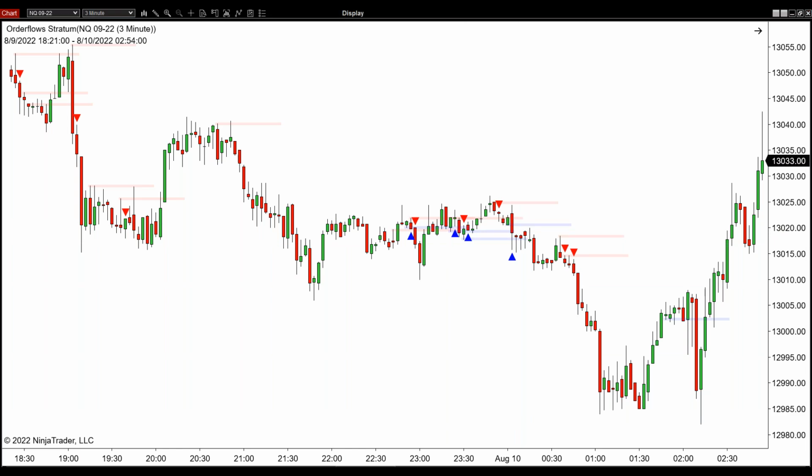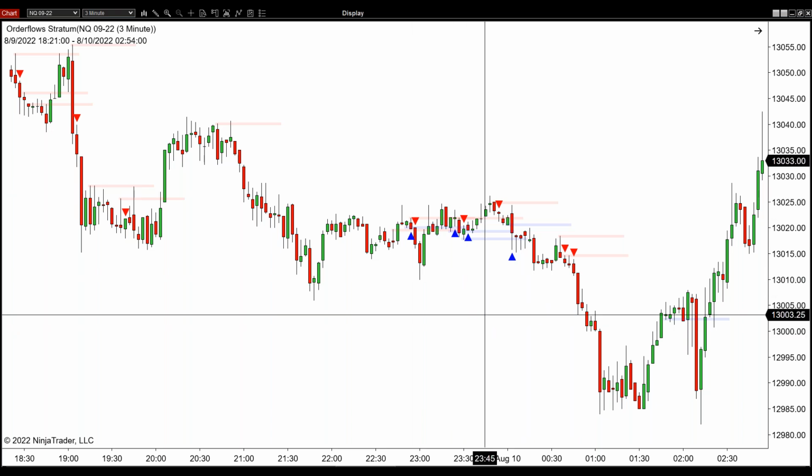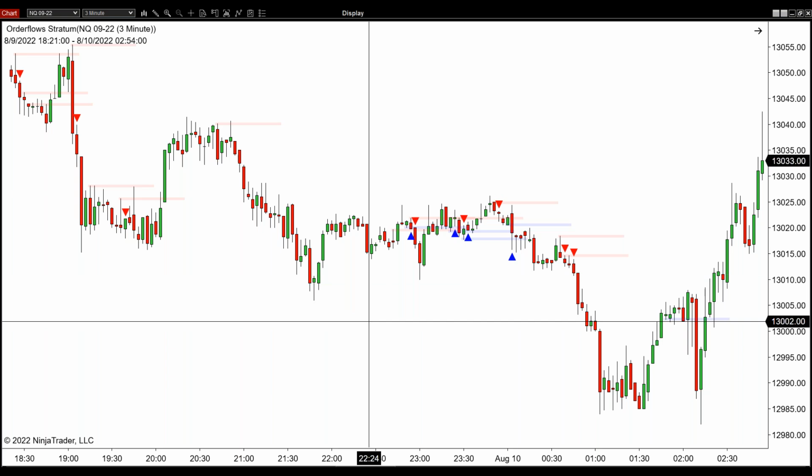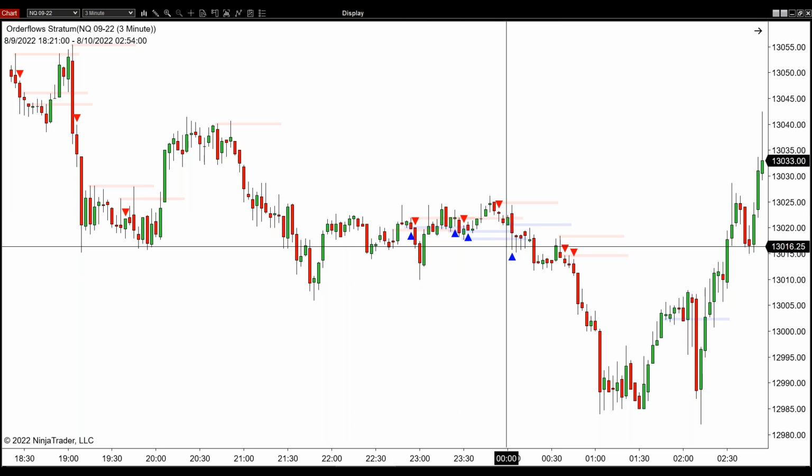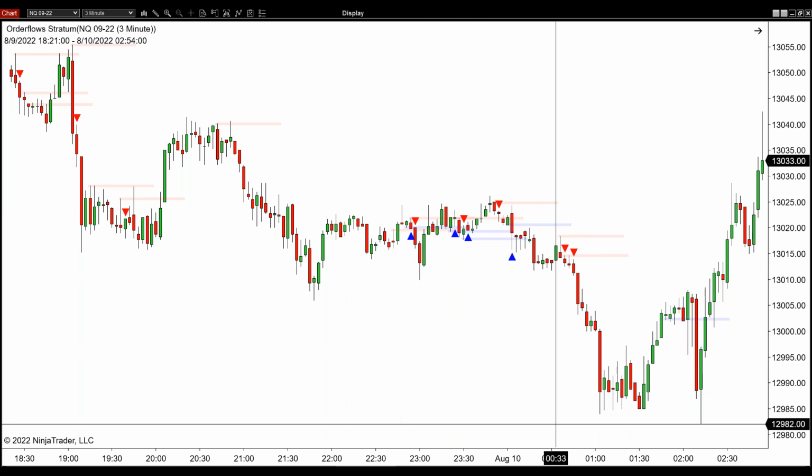Warren asked, is there a template to optimize on it? You don't need a template. I like to use white charts just because of my eyes. If you're using a black chart, it's still going to appear the same way. So you don't need a special template or anything. You just load it up on a chart. Make sure you got tick replay enabled.